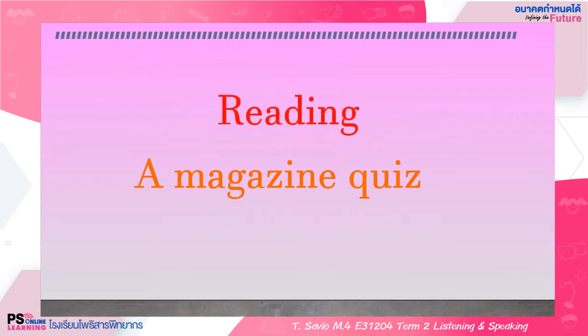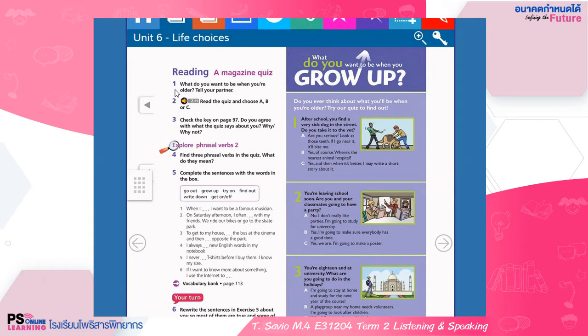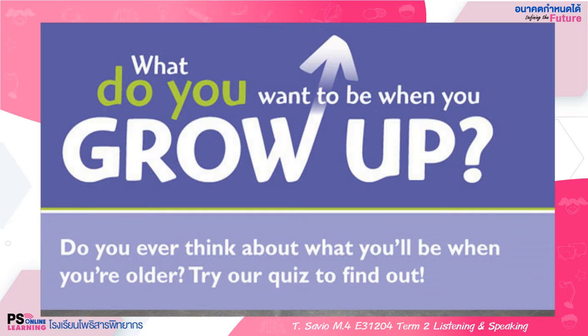Reading, a magazine quiz. Exercise 1. What do you want to do when you're older? Tell your partner. Read the quiz and choose A, B, or C. The quiz will help you decide what you would like to be or do in the future.